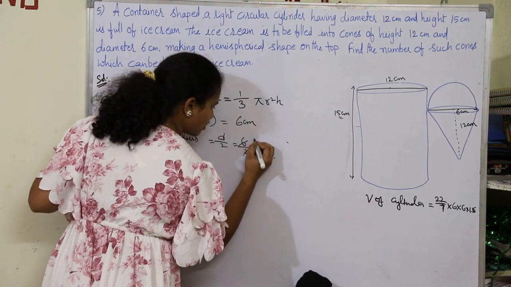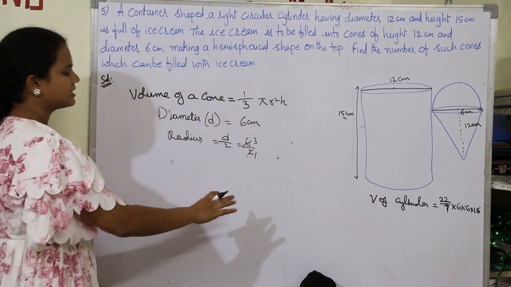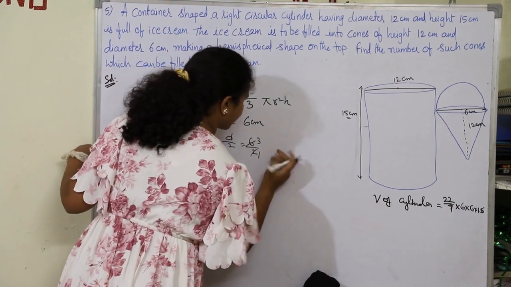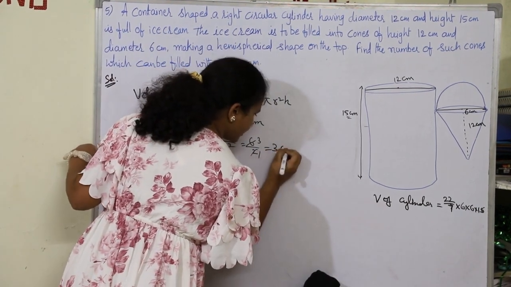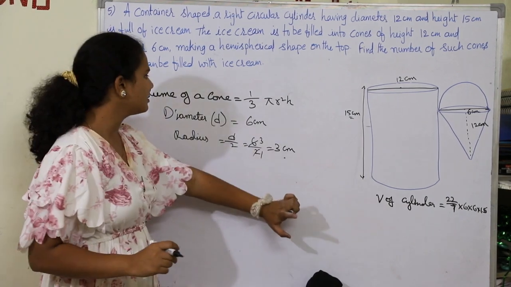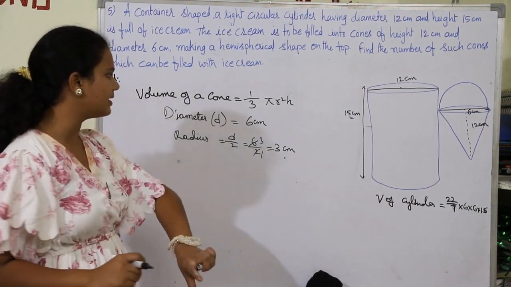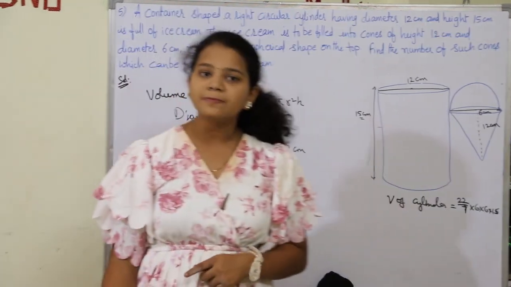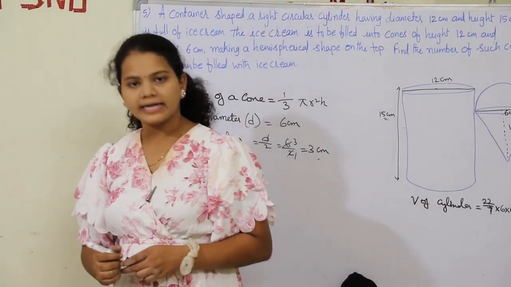2 times 1, 2 times 3. So 2 cancels with 2 in the 6. Therefore the radius equals what? 3 centimeters. Sorry, the radius equals 3 centimeters. So the radius of the cone equals 3 centimeters. Then the radius of the hemisphere will also be 3 centimeters.